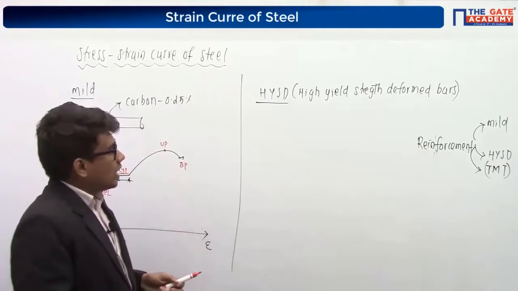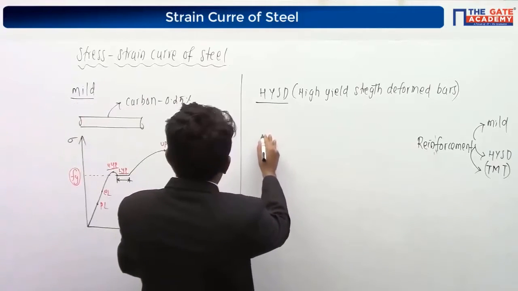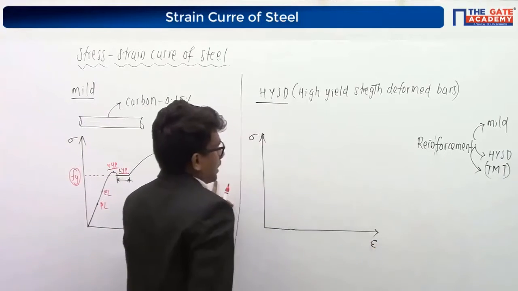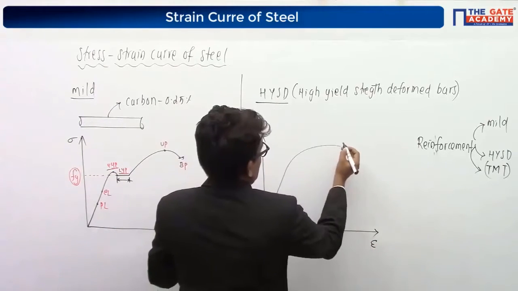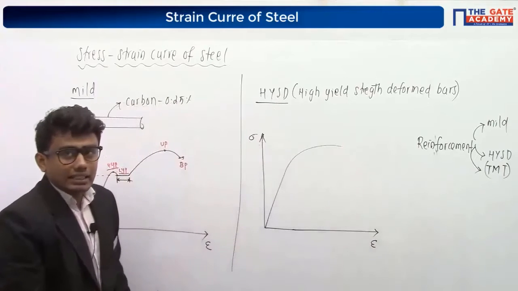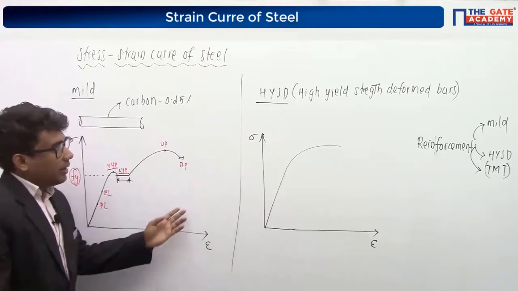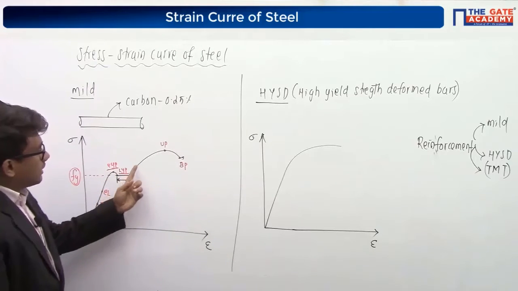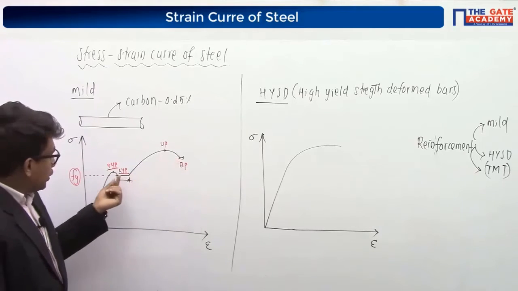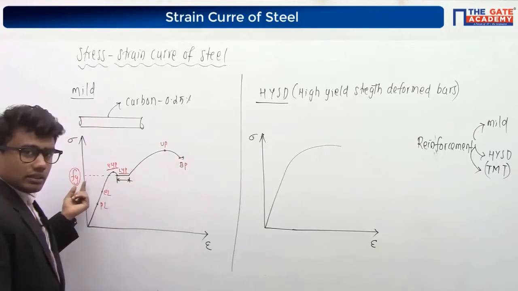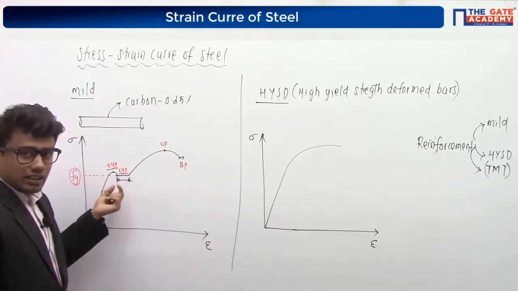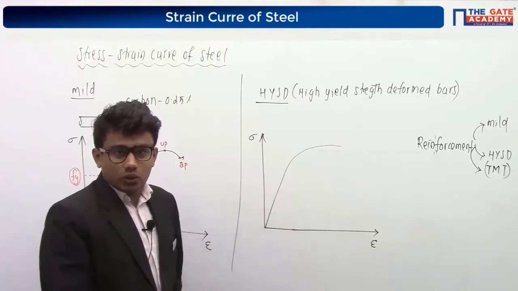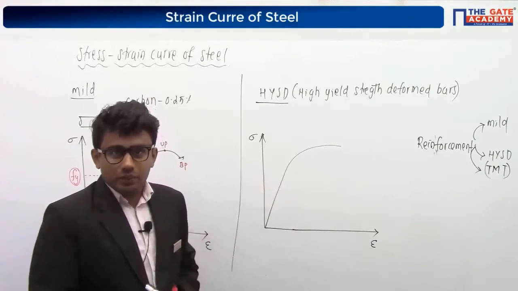If you draw the stress strain curve of these HYSD steel bars, you will be getting something like this. If you compare these two curves, you can see a curve is going like this, and finally it is breaking here. You can see one yield point here, right? Here the yield point is actually we can take. Here we cannot find where the yield point is, or yield point is not specified right now.